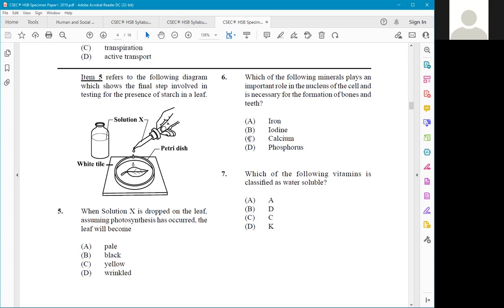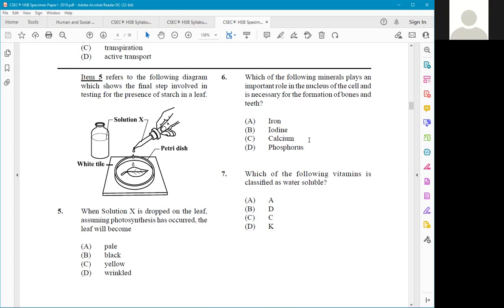Number 6, which of the following minerals, which I would have put in 1, which one of the following minerals plays an important role in the nucleus of the cell and is necessary for the formation of bones and teeth? So it plays an important role in the nucleus of the cells, and it is necessary for the formation of bones and teeth. The answer would be P, phosphorus.